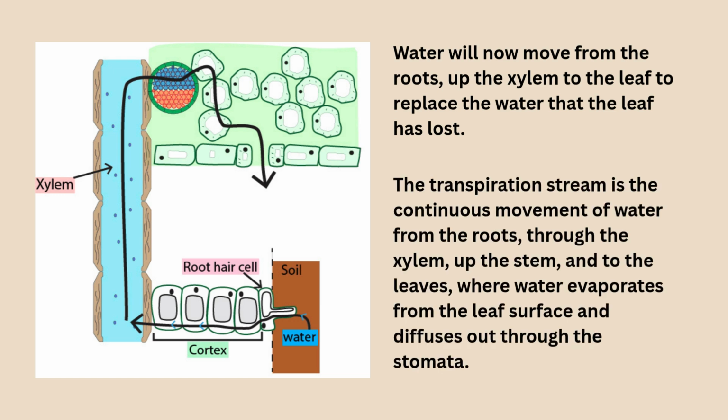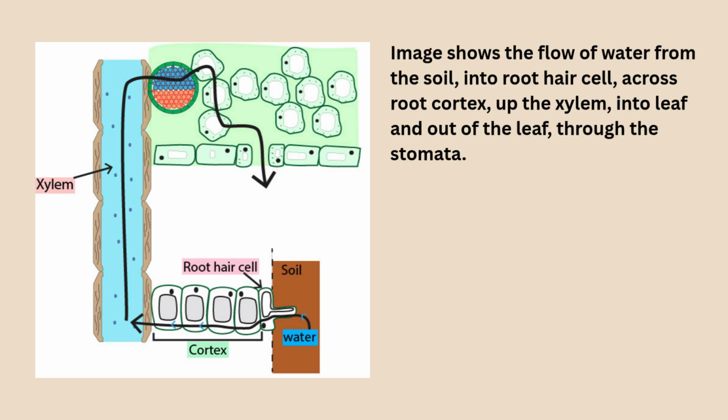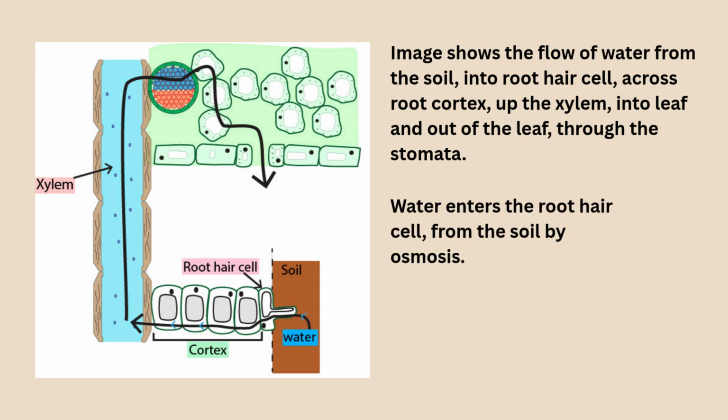The transpiration stream is the continuous movement of water from the roots, through the xylem, up the stem, and to the leaves where water evaporates from the leaf surface and diffuses out through the stomata. The image shows the flow of water from the soil into the root hair cell, across the root cortex, up the xylem, into and out of the leaf through the stomata. Water enters the root hair cell from the soil by osmosis.